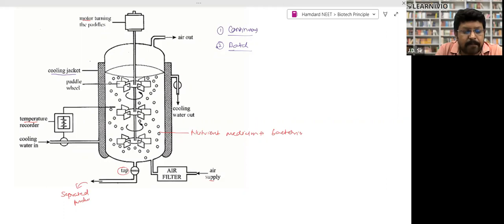Easy. Now go through the complete chapter and ask me if you have any doubt in your NCERT. Then we will move to the next chapter, that is application of biotechnology.